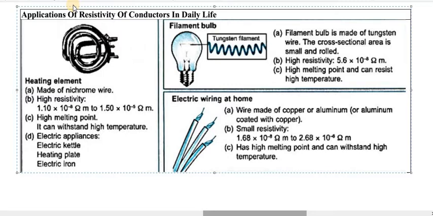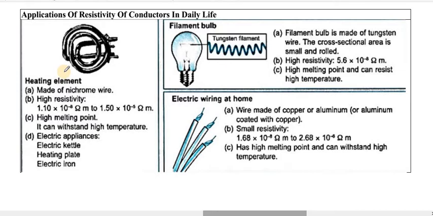Okay, next we want to discuss a little bit of application of resistivity of conductor in daily life. In different applications we choose material with different resistivity. For example, for heating element: what is a heating element? A heating element is a substance that can produce heat when we pass electric current through that substance. When electric current flows through it, it will be able to produce heat.